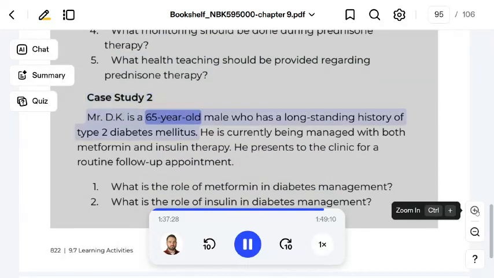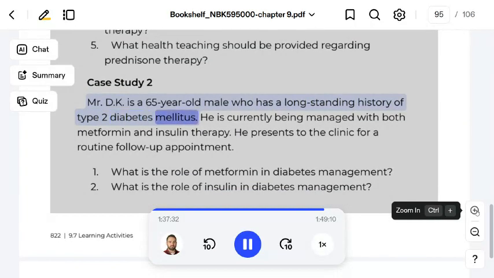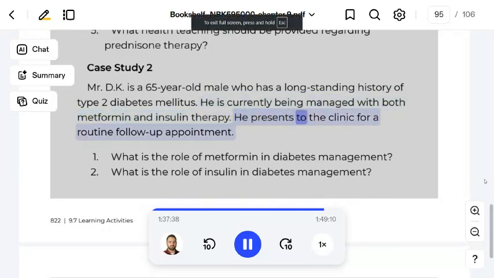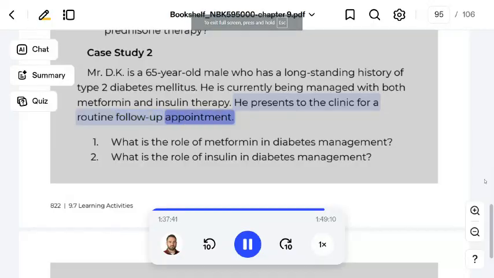Mr. DK is a 65-year-old male who has a long-standing history of type 2 diabetes mellitus. He is currently being managed with both metformin and insulin therapy. He presents to the clinic for a routine follow-up appointment.